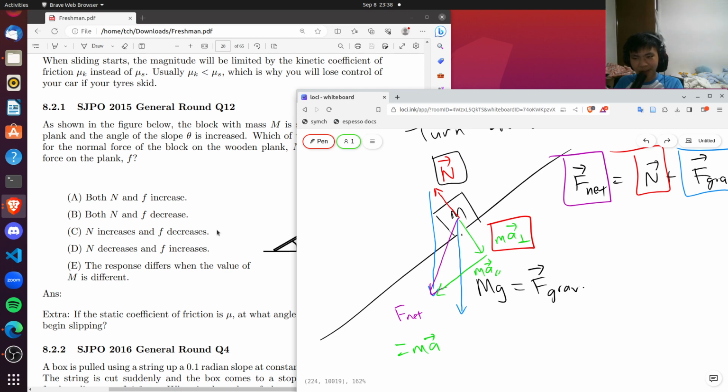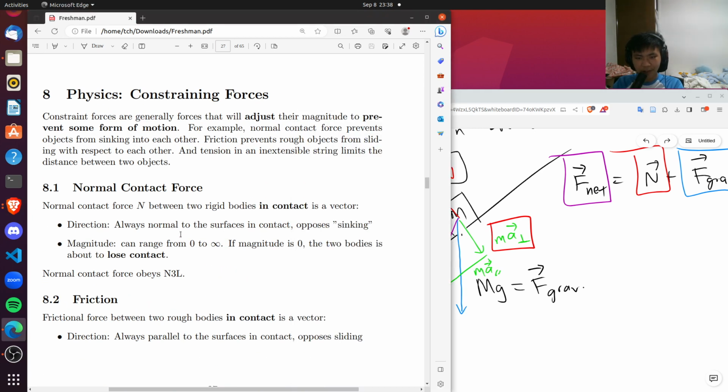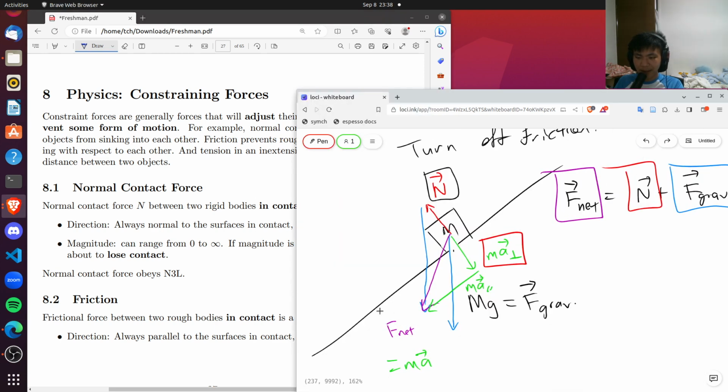And remember, who doesn't like that? Remember that normal contact force hates that. Normal contact force will always adjust its value such that the two objects do not sink into one another. So the reason why my F net is sinking into the ground is because the normal contact force is not large enough. I wanted to draw this diagram to emphasize the idea that the normal contact force will always do whatever it can to prevent sinking. And in this case, if the normal contact force is initially a small value, it realizes that, oh no, my object is sinking into the ground.